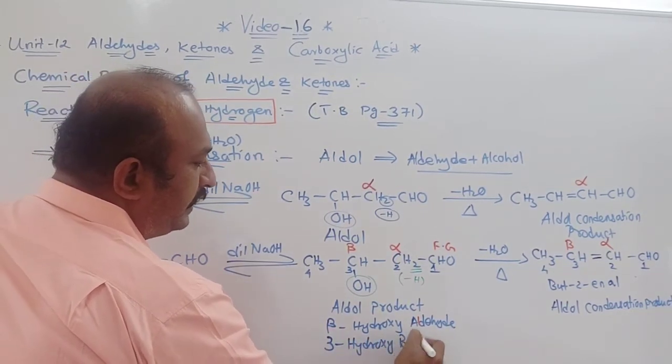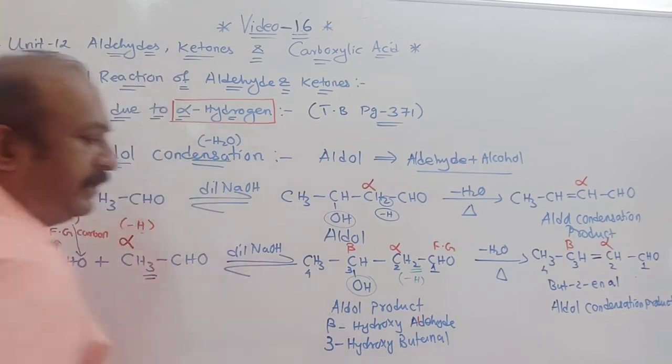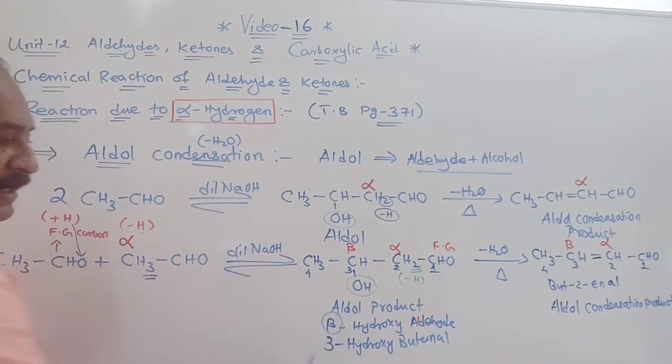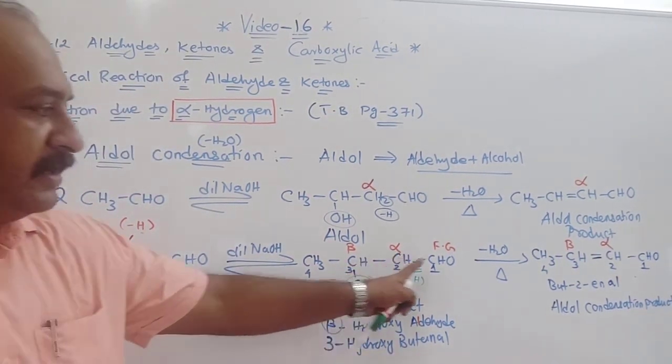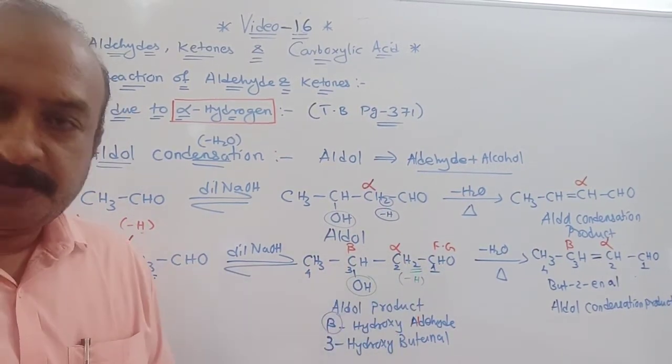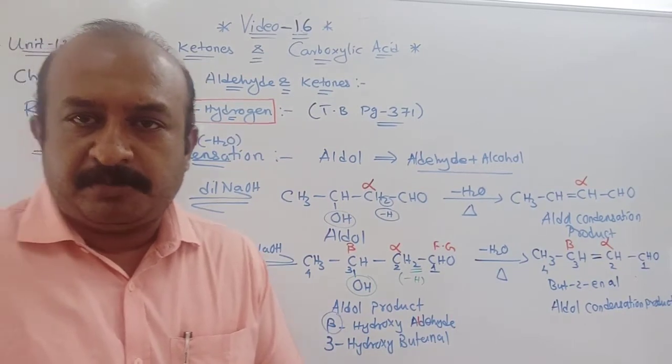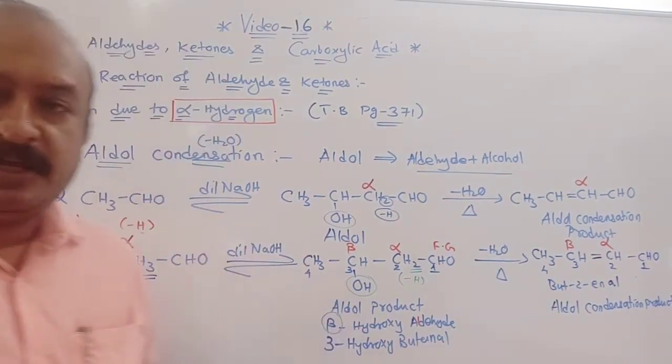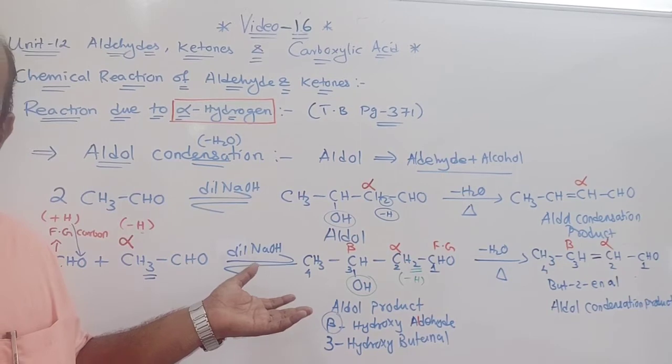3-hydroxy butanal. What is the word? Why is it called beta hydroxy? The reason you can see: next to the functional group carbon is the alpha carbon, and next to that is beta. Okay, so this is one example based on this. Now you can take another example also to understand this.